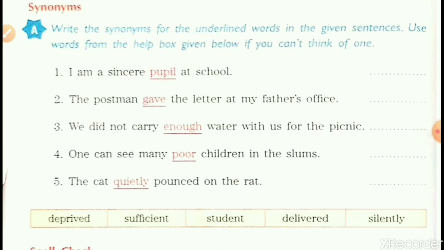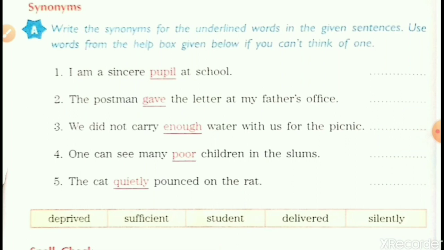So the first sentence is, I'm a sincere pupil at school. So our sentence will be, I'm a sincere student at school. We'll replace the word pupil with its synonym, that is student. Second, the postman gave the letter at my father's office. So, we'll use the synonym. The postman delivered the letter at my father's office.